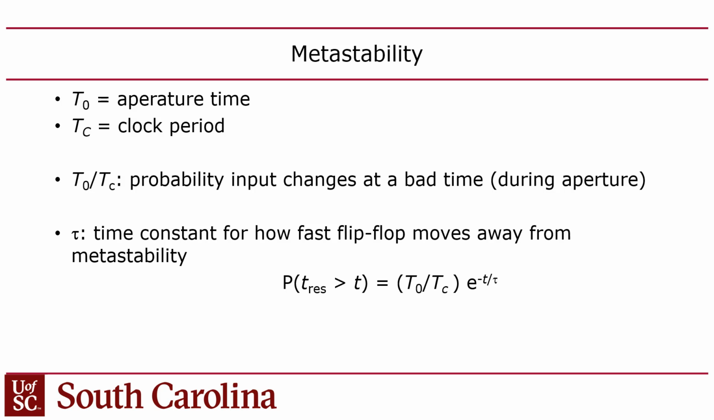If you multiply that by the probability related to the time it takes to get out of metastability, right? What you're doing is you're saying, what is the chance we get into metastability and that we are still in metastability at time t, right? It's T sub 0 over Tc times e to the negative t over tau, right? So this is combining the probability of getting in and the probability of still being there after t seconds, right?